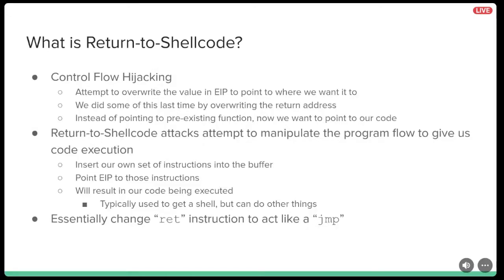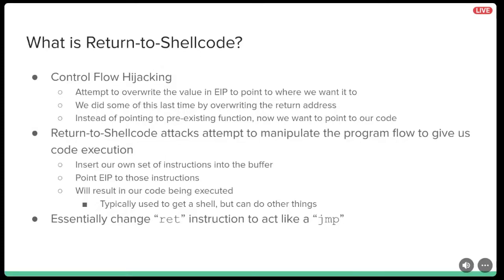Last time we did this, overwriting the return address of a function to point it to some other function in the program that we wanted to run. But this time, instead of pointing to some function that's already there in the program, we're going to be pointing it to our own shellcode that we're going to be executing. We'll point it to that shellcode and execute that to give us a shell.